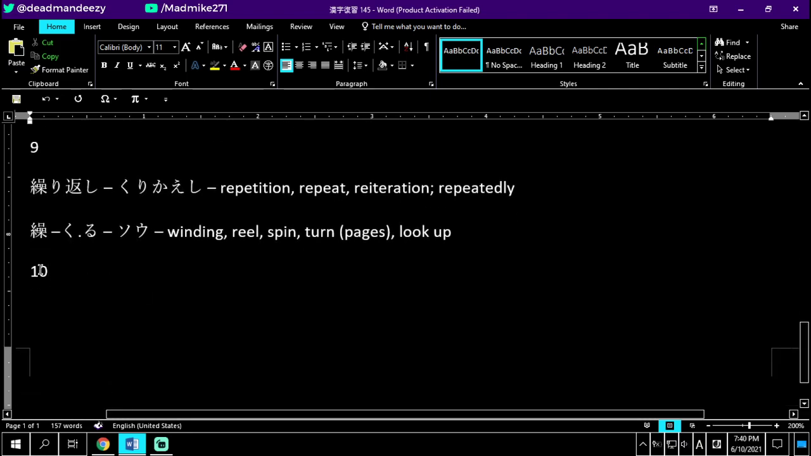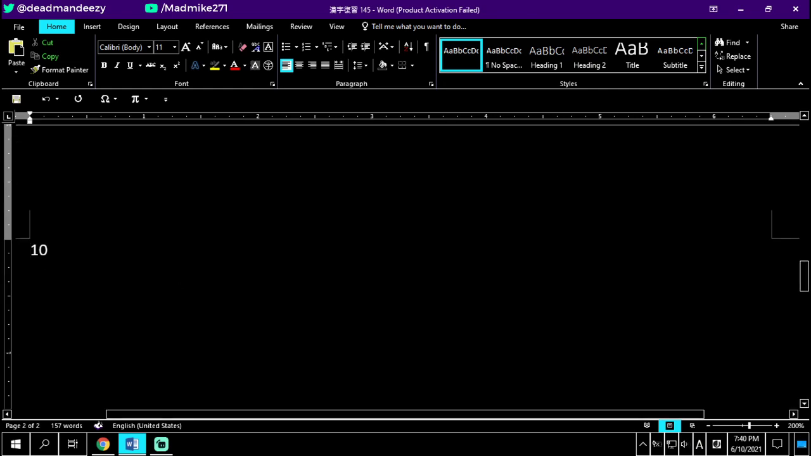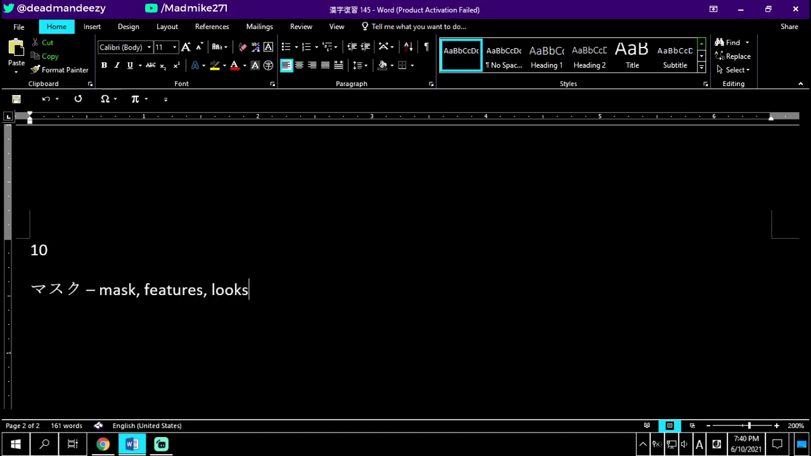Number 10. Go to the new page for this guy. Juban, number 10. This is the easy one. This is just mask. A mask is a mask. Mask can also be features, looks. We're gonna leave it at that. Features or look. Mask.